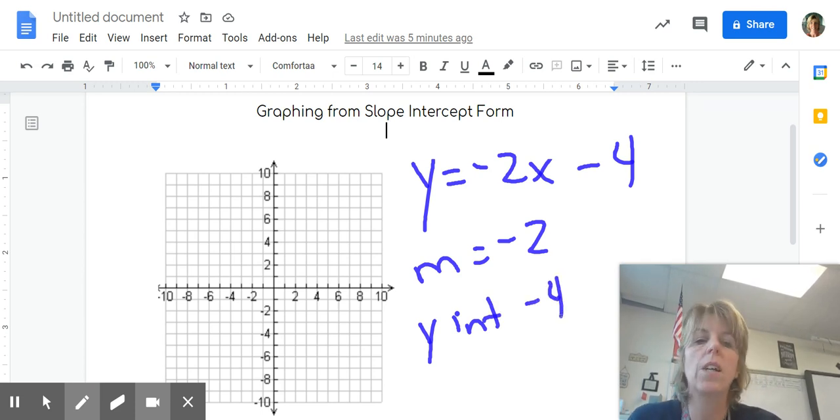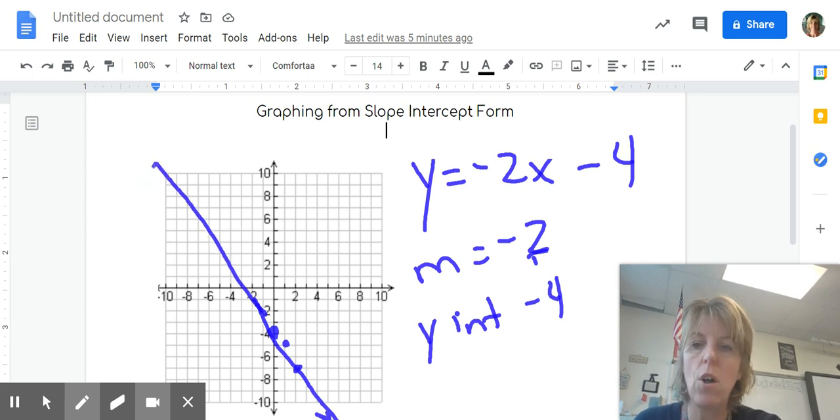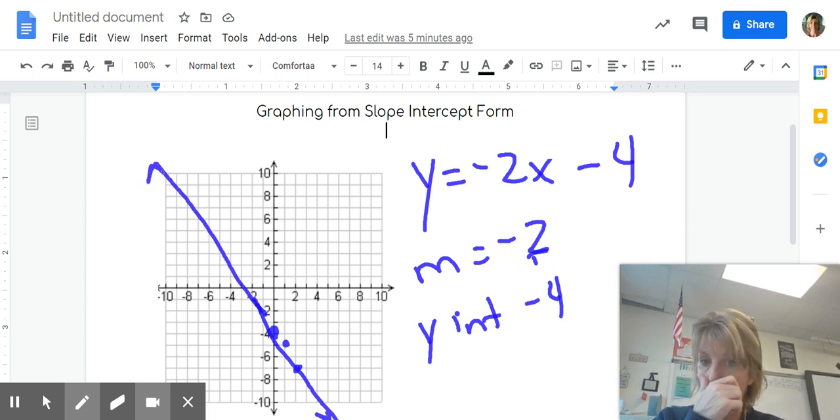Where is negative 4? So start by plotting the y-intercept. Plot that point right there. And if my slope is negative 2, that's really negative 2 over 1, right? It's really that fraction, negative 2 over 1. So it means I'm going to go down 2 over 1, down 2 over 1. I get my points, and I can graph them going all the way off the graph on both sides. There I have a steep negative incline.